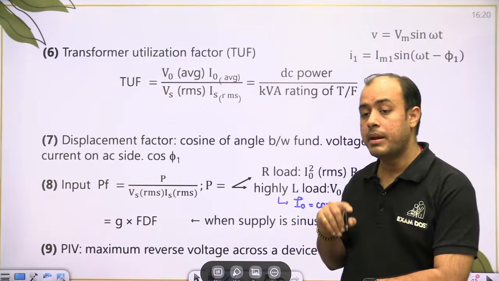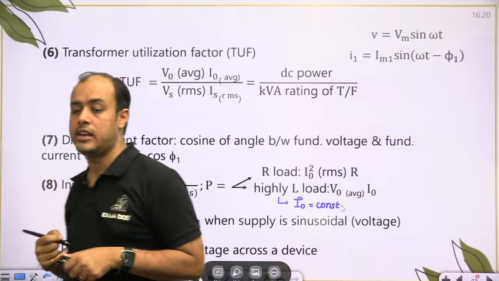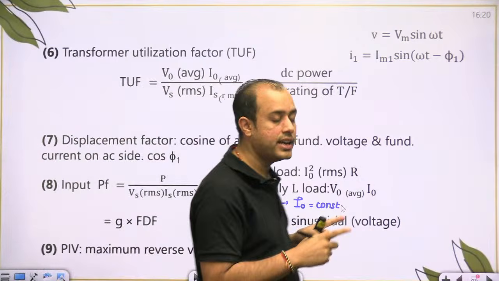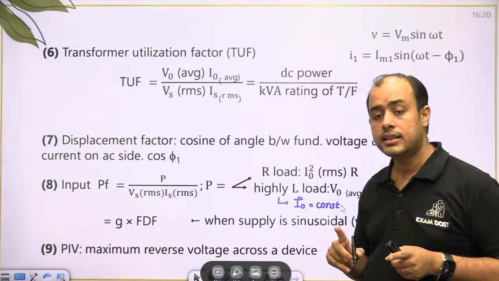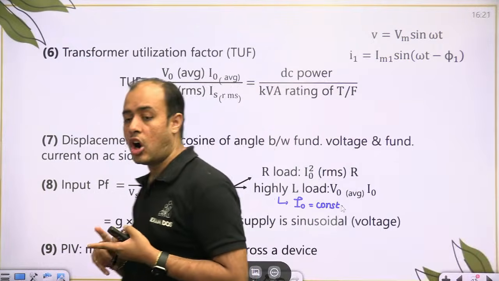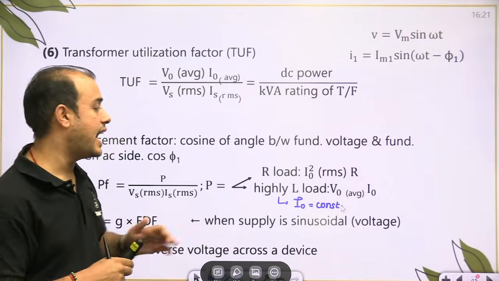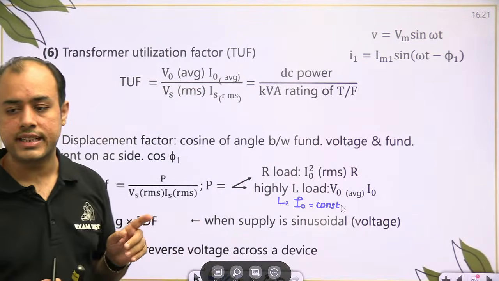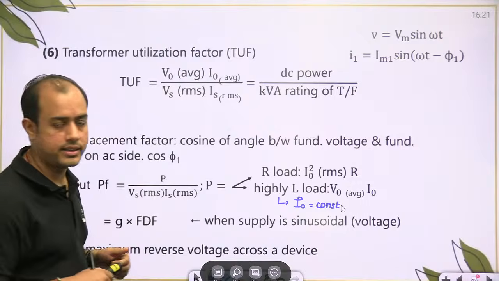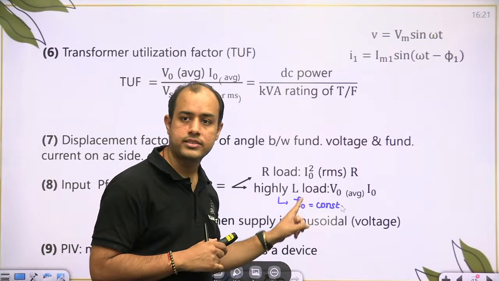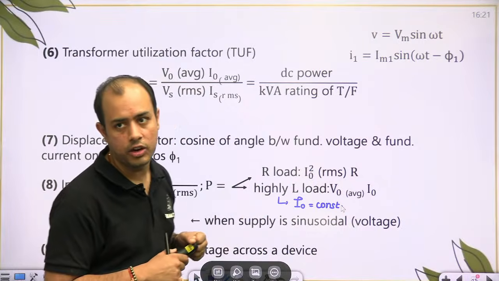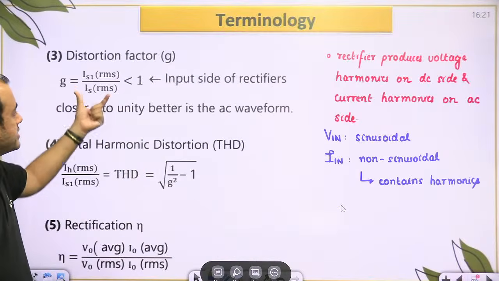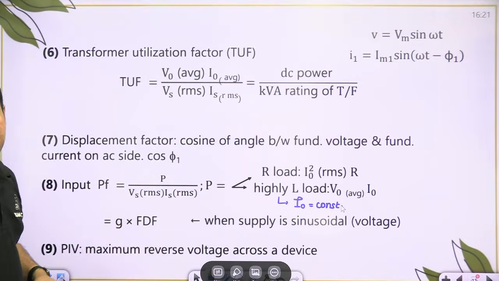Now remember the first lecture of this course, what did I tell you? To calculate the power, use the RMS current or voltage if it is a resistance. But if either voltage or current is constant, use the average value of the other parameter. अगर V और I में से कुछ भी constant है तो दूसरे वाले का average लेते हैं. So for highly inductive load, I0 is constant, therefore I am taking the average value of V0. This formula becomes G into FDF. This is FDF and this is G if the input voltage is sinusoidal.